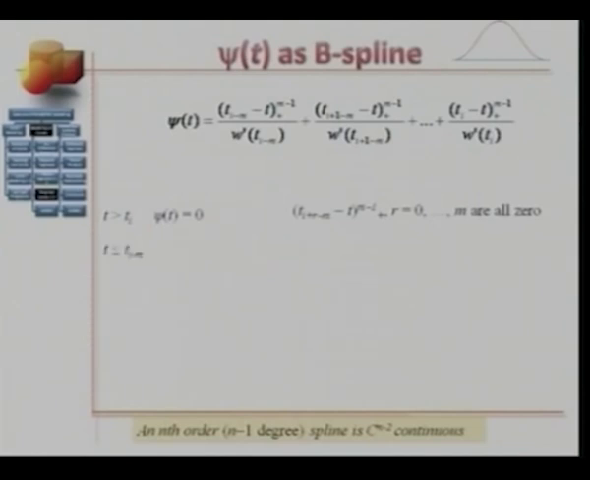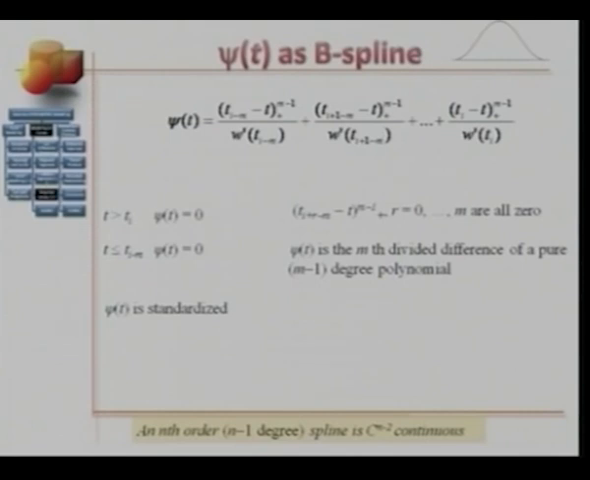For values of t smaller than or equal to t_(i minus m), again psi t is 0. This is because psi t is the mth divided difference of a pure (m minus 1) degree polynomial. We have seen a few examples in previous lectures, and we have shown this to be true.